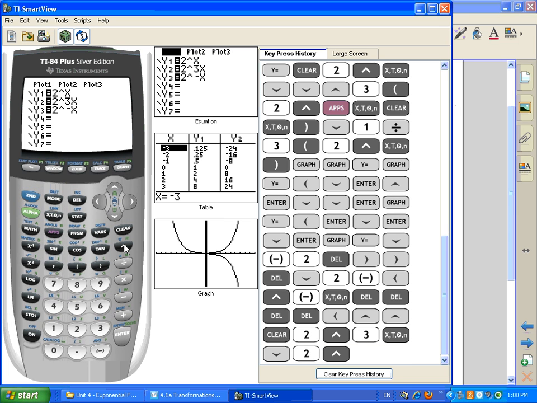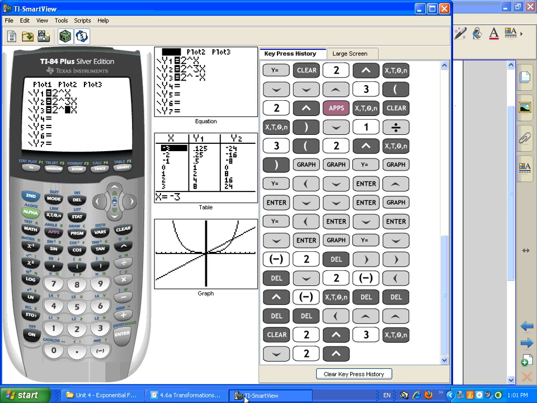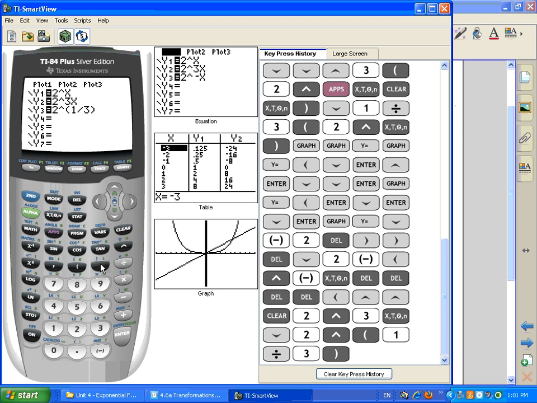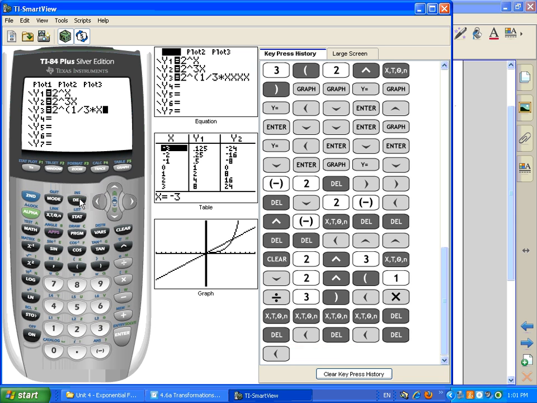Help me out. Is it 1/3 x? I think it's 1/3. I just can't read my notes. Let me just flip back for a sec. Yeah, it's 1/3. Good. Okay. See, it's lagging. You see that? All right, so 1/3 times x, that should work.